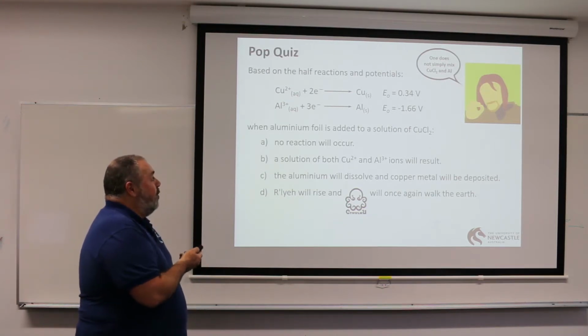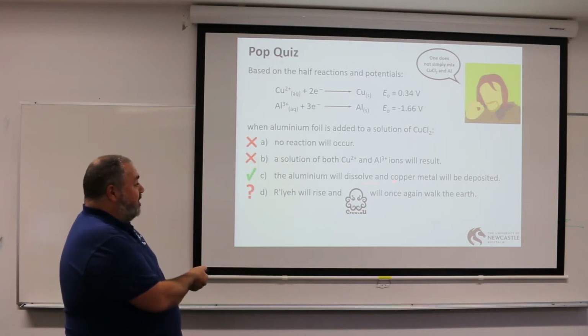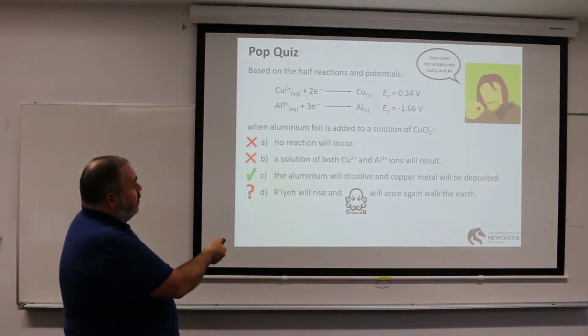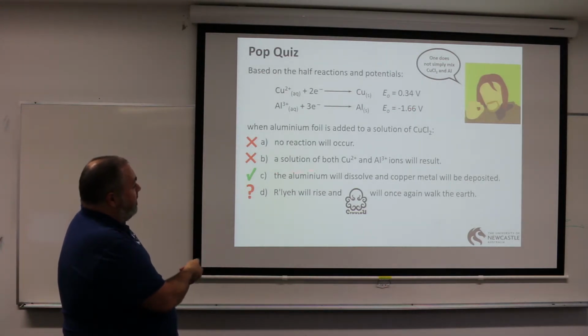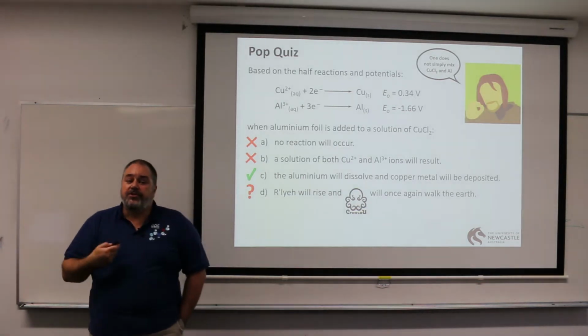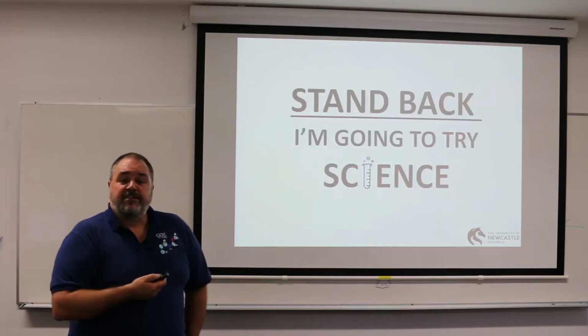Aha. Well, don't trust me. The answer is the more positive potential will be reduced, the more negative potential will be reversed, and so we should see aluminium dissolve and copper metal being deposited from solution. Don't trust me though, we should do the experiment and find out. So, stand back, let's do some chemistry.